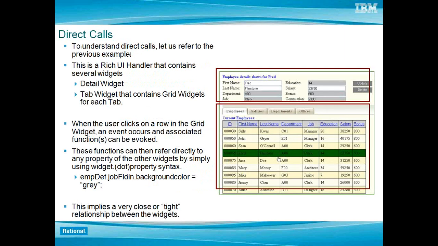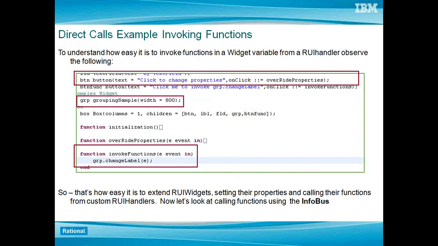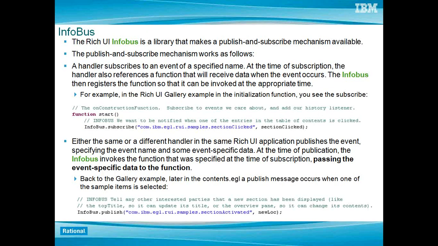In the direct call, here we have an example. For example, I am clicking on the row, and once I have clicked, in the corresponding event I can set any property of this grid or any other widget. Here we have a code example. Now we are going to infobus. Delegates we have already seen and covered, how we can create delegates and how they are being called. Now we are going to learn about the infobus.